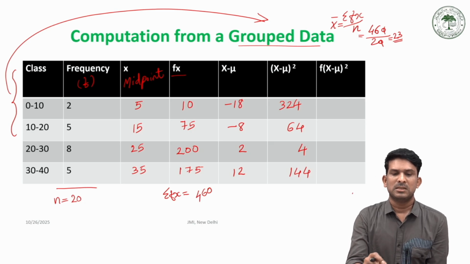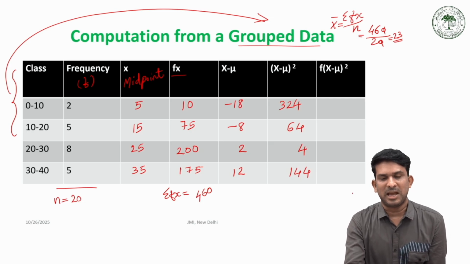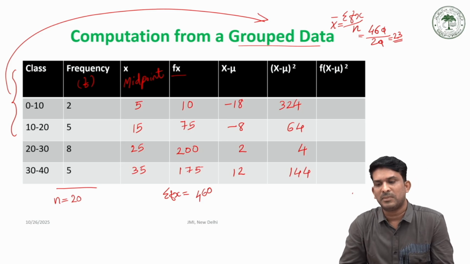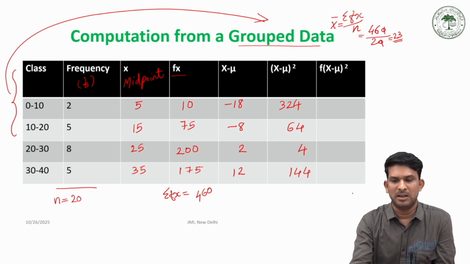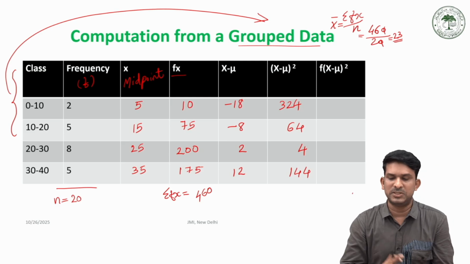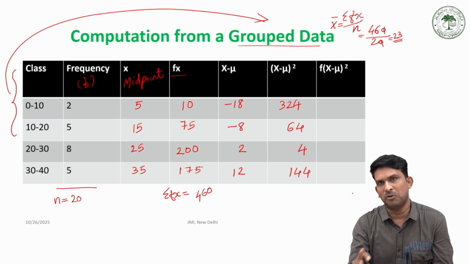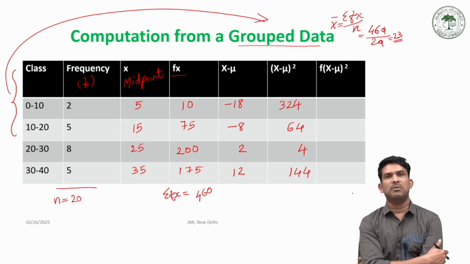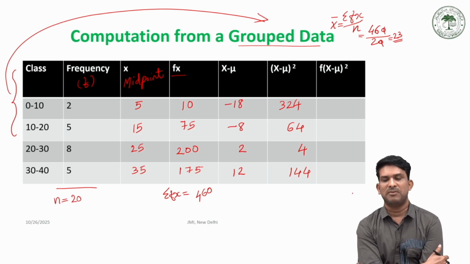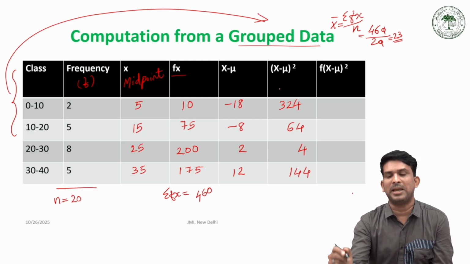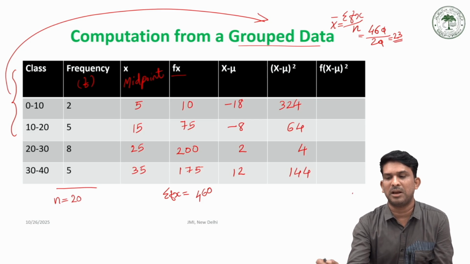So in the next stage, we had to calculate x minus x bar the whole square. X minus x bar, we got it here, minus 18, so we got 324. Minus 8, 64. 2, 4, 12, 144. It's very clear. Now, next what we have to do is multiply this value, that is x minus x bar the whole square, with f.